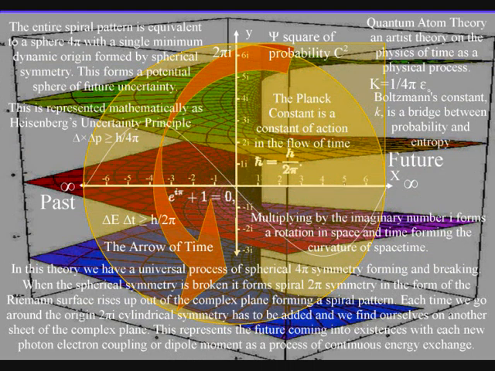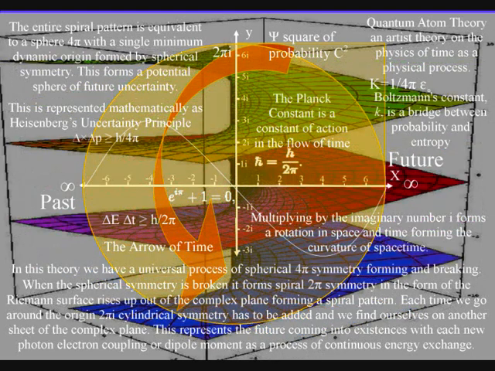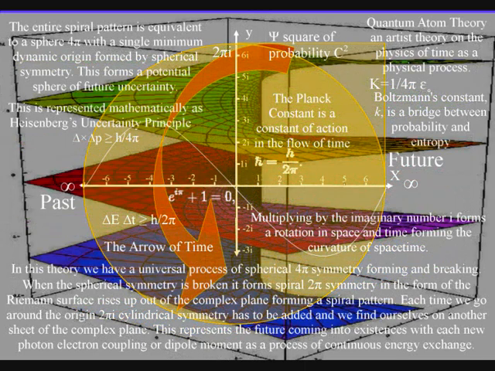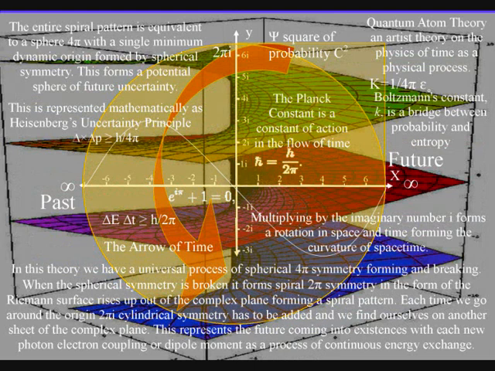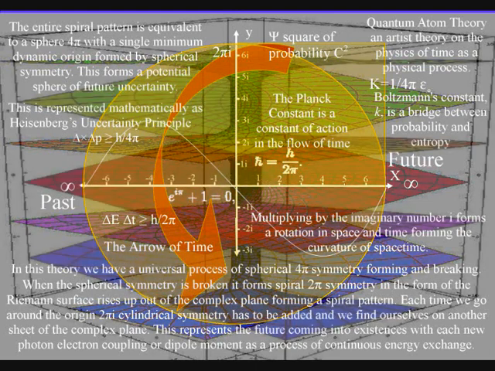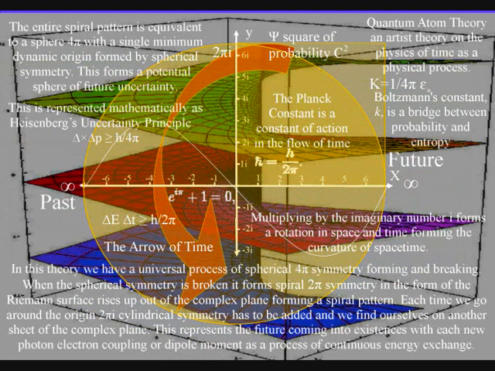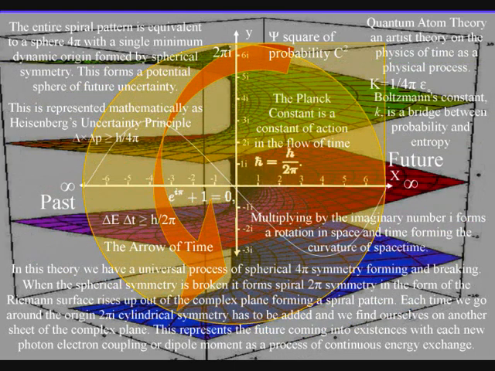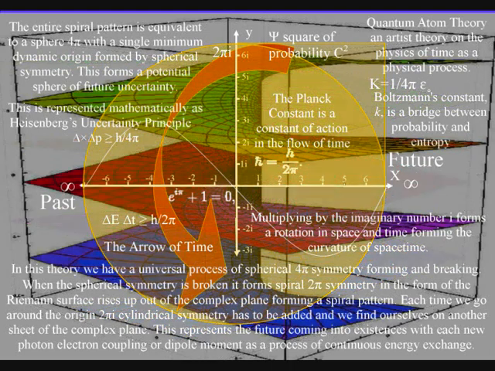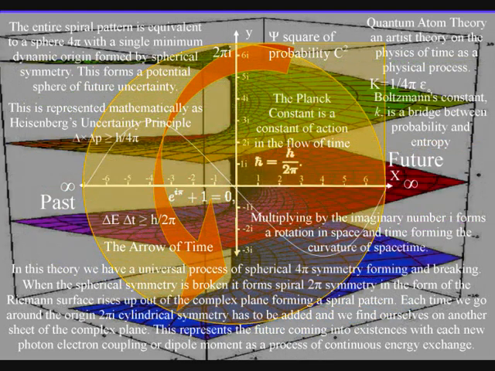Also, in mathematics, the imaginary number i is the square root of minus 1. There is no objective understanding to this. You could say that this is just the way mathematics is. But in this theory, the imaginary number i is the square root of minus 1 because it is part of a physical process linked to the square of probability.